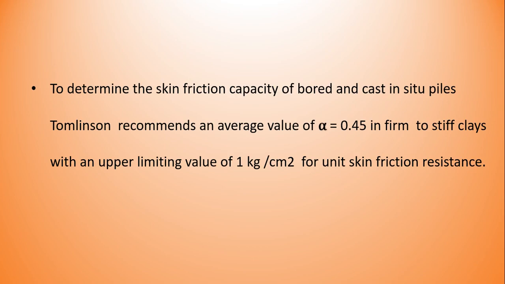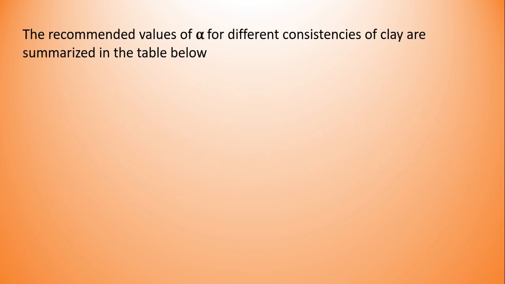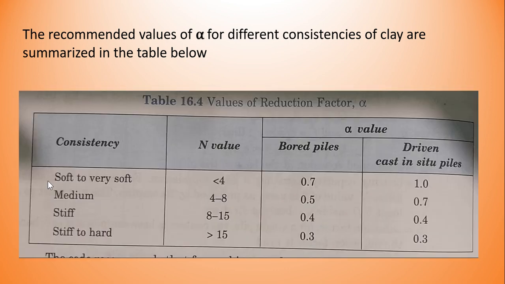To determine the skin friction capacity of bored and cast in situ piles, Tomlinson recommends an average value of alpha equal to 0.45 in firm to stiff clays with an upper limiting value of 1 kg per centimeter square for unit skin friction resistance. In fissured clays, alpha equal to 0.3 may be taken. The recommended values of alpha for different consistencies of clay are summarized in the table below.